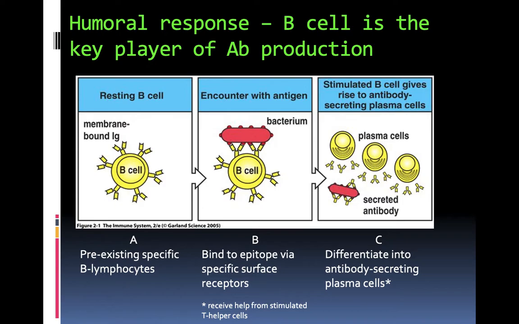And for the case of membrane-bound antibodies, to be specific on this illustration, once they are encountered, eventually the B cells become stimulated, and they will give rise to our antibody-secreting plasma cells. The maturation of these plasma cells will depend on the antigen that stimulated them.